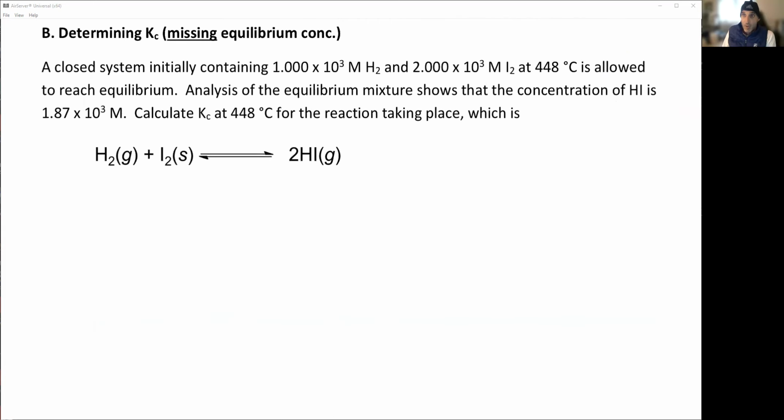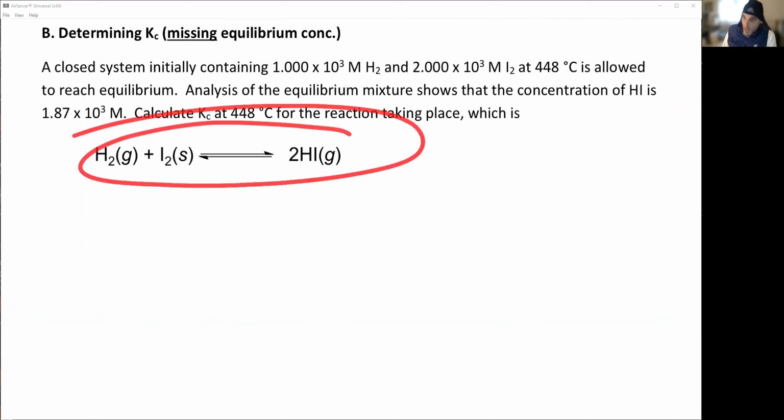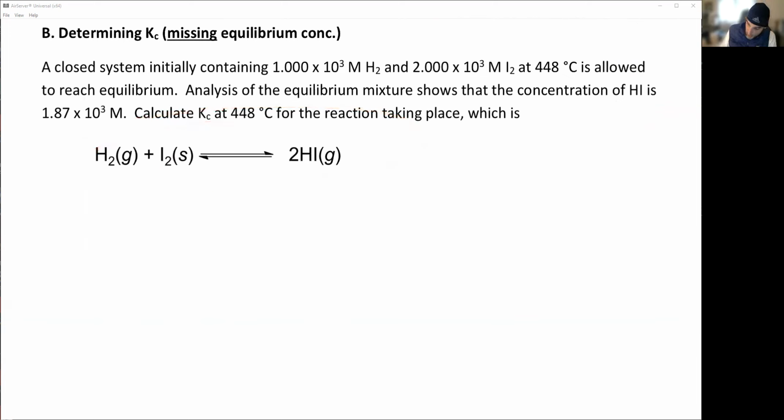Next up, we are missing the equilibrium concentrations, so we need to do a little bit of work. I've already written out the equilibrium reaction for you, so we're just going to use that and continue on. Again, I'm going to write out my equilibrium expression: concentration of products, HI, squared, of course, because of the coefficient in front, over concentration of H2 times concentration of I2. There is my Kc for this reaction.